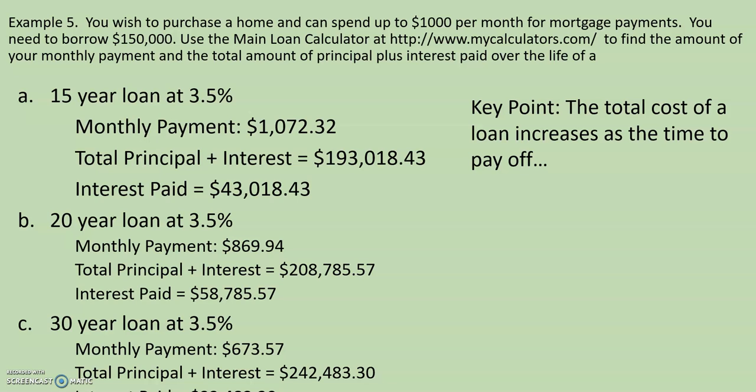$58,785.57. Going to a 30-year loan, your monthly payment is down to $673.57. Your total principal and interest, $242,483.30. And your interest paid is $92,483.30. Your monthly payment decreases because you've extended the length of the loan. However, your interest paid increases. The total cost of a loan increases as the time to pay off the loan increases.